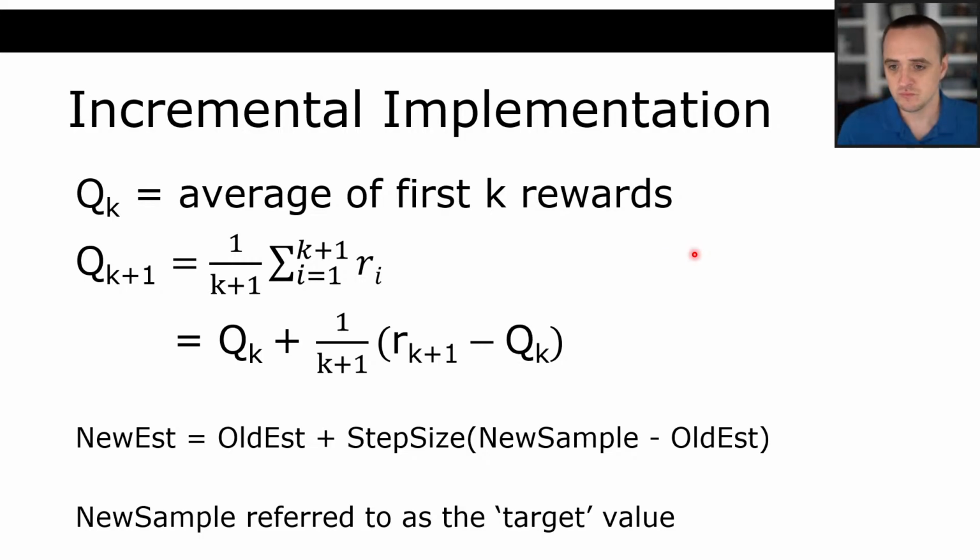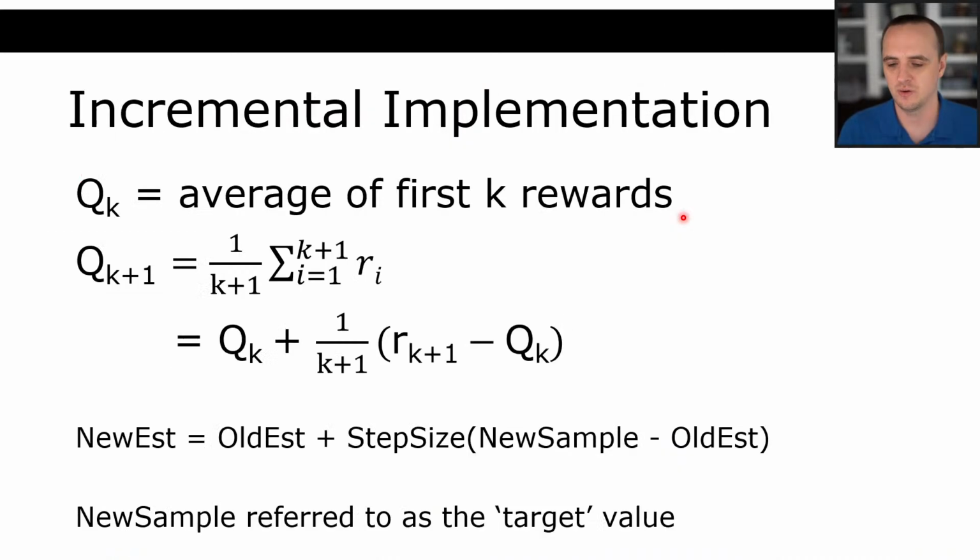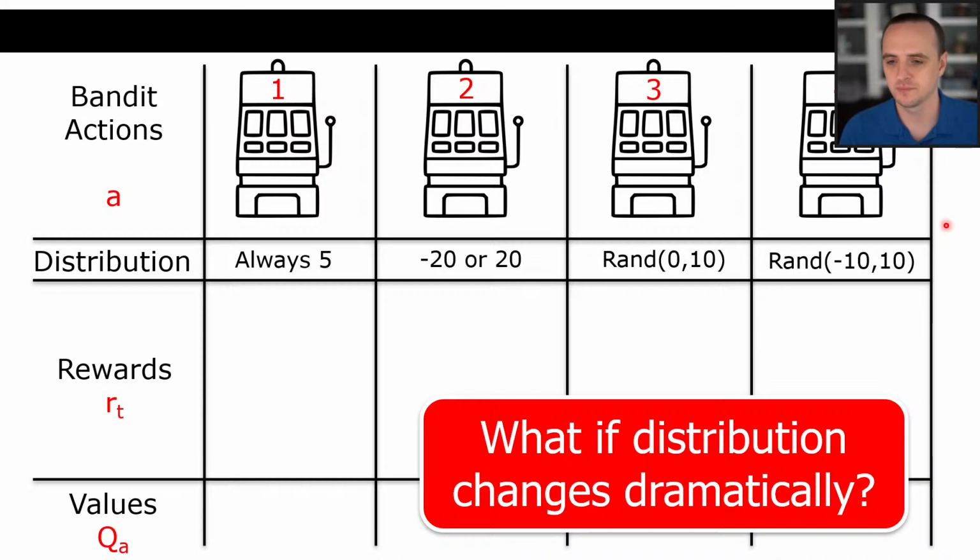Okay, so that's the formula. This is the sample incremental update for the average of something. This is how you would figure out the average without that big summation. Now, averages work fine if your distributions never change. Okay, so let's take this into account.